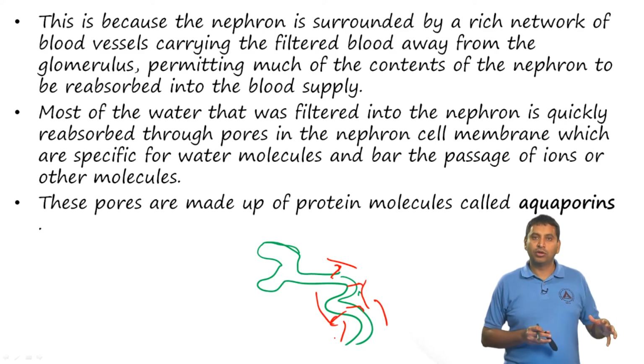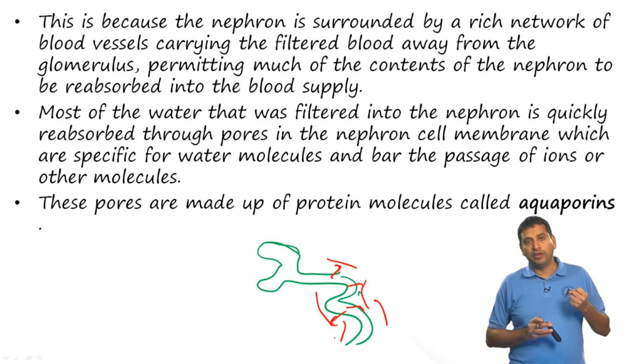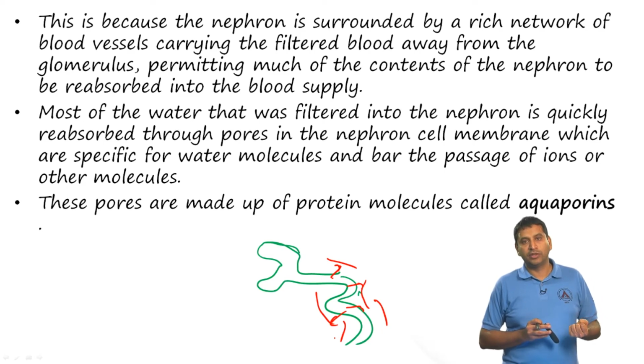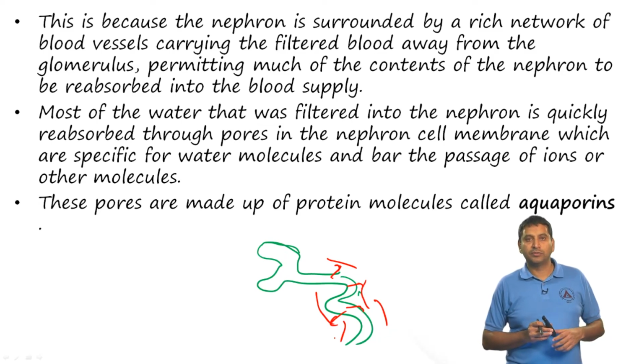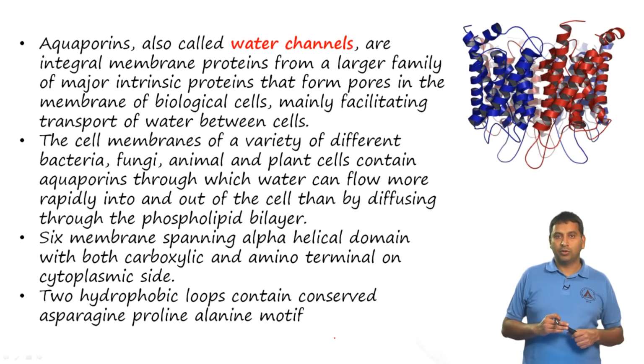Most of the water that was filtered into the nephron is quickly reabsorbed through pores in the nephron cell membrane, and these are very specific for water molecules and prevent the passage of ions or other molecules. These pores are called aquaporins. Let's understand a little bit about these aquaporins.